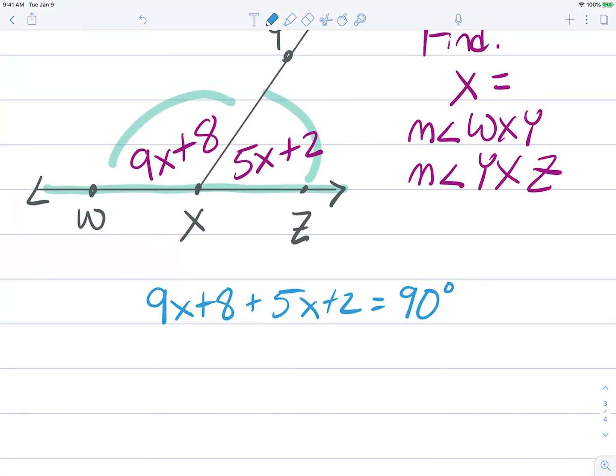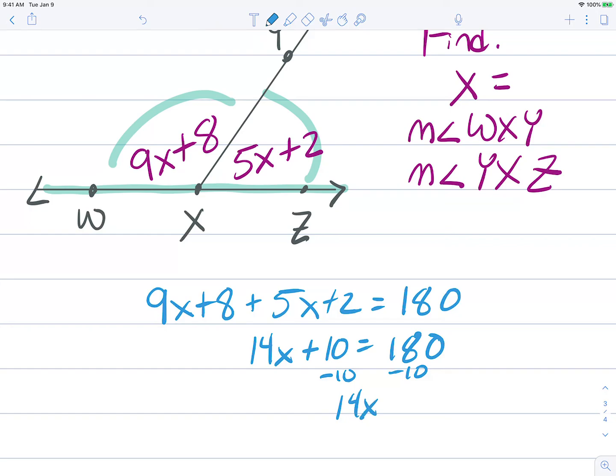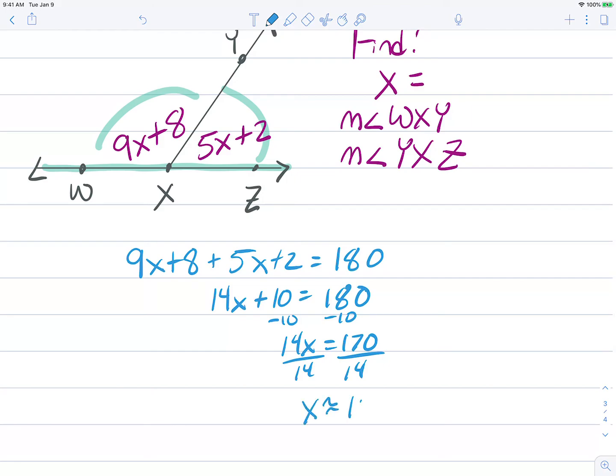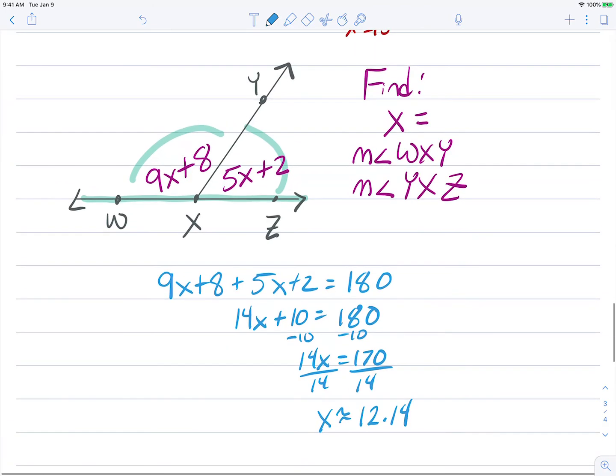So I'm going to solve this. So 9x plus 5x is 14x, 8 plus 2 is 10, and that equals 90. Sorry, not 90, 180, my bad. Then I'm going to take 180 and I'm going to subtract 10 from both sides. And I'm going to get 170. And then if I divide both sides by 14, I'm going to get about 12.14. Now this one's a decimal, which is totally fine.